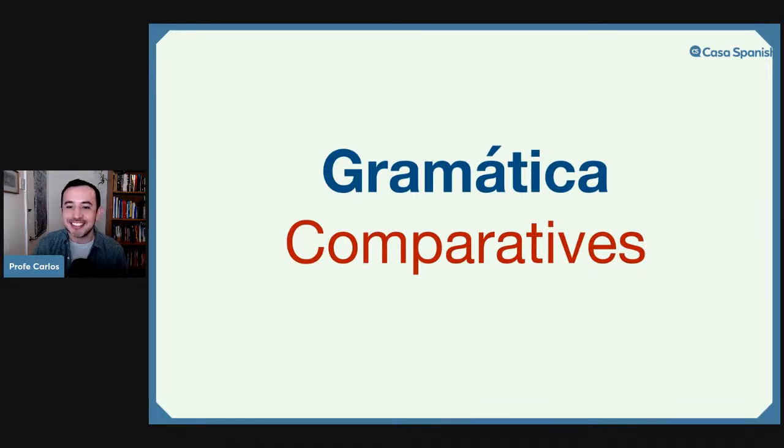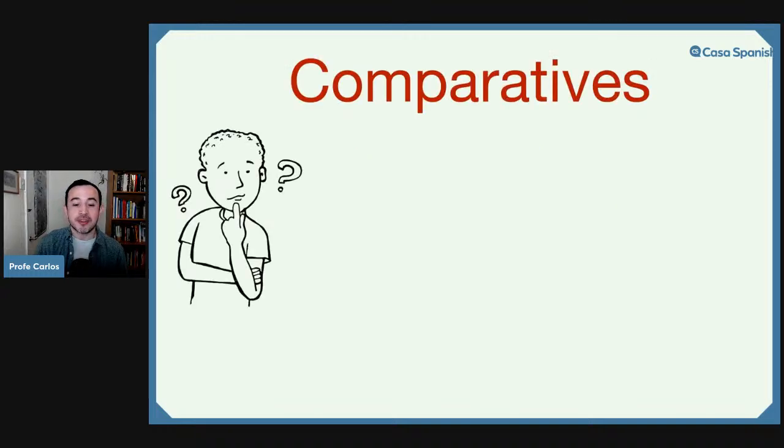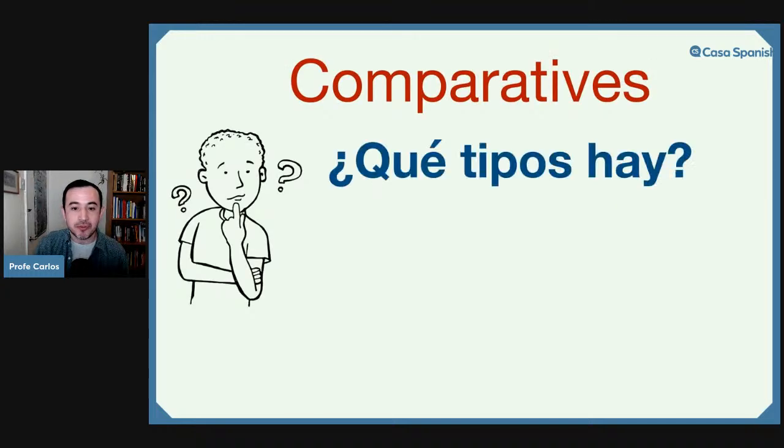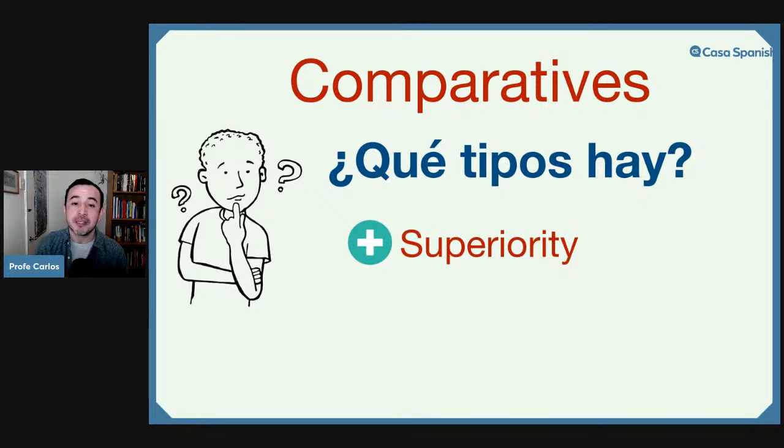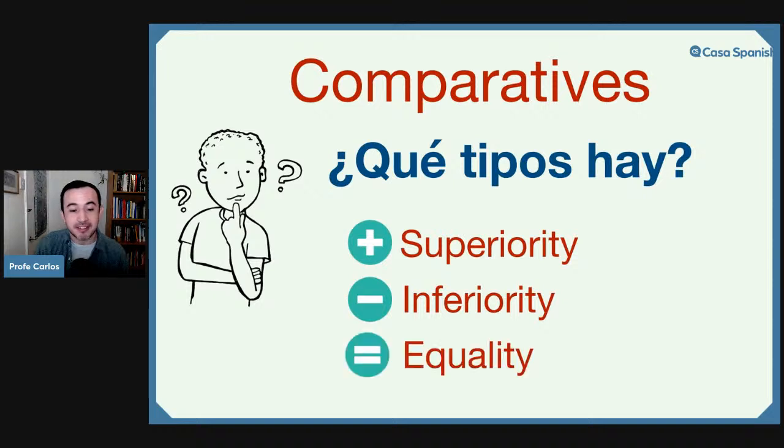So as I said, tonight we're going to cover comparatives. And we're going to start with the types of comparatives we have in Spanish. So what kind of comparatives do we have? Okay, we have three types: superioridad, superiority. We also have inferioridad and igualdad or equality. So these are the three we're going to be analyzing.